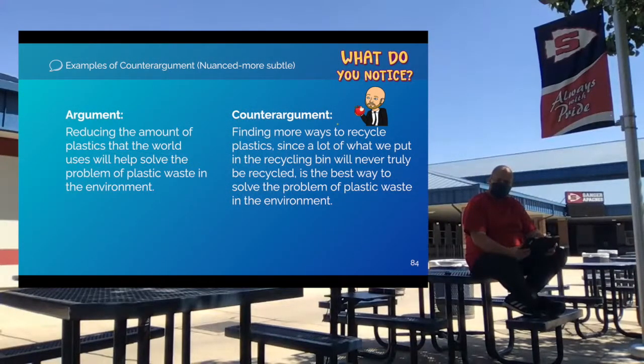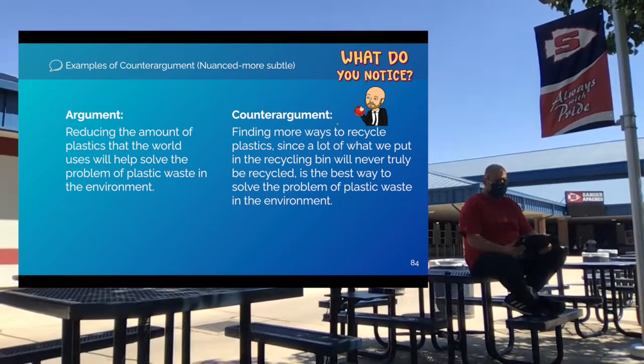Now, there's other types of counter arguments that aren't always that extreme. In this example, they're basically making the same argument, but they're doing it in a different way. So the first argument is reducing the amount of plastics that the world uses will help solve the problem of plastic waste in the environment. The counter argument, finding more ways to recycle plastics, since a lot of what we put in the recycling bin will never truly be recycled, is the best way to solve the problem of plastic waste in the environment.